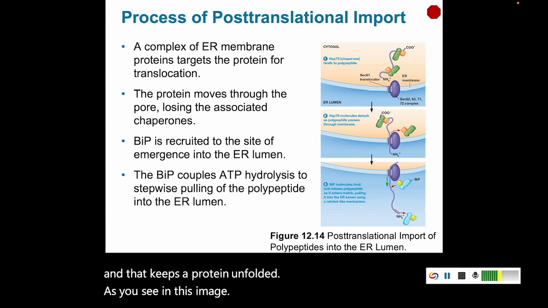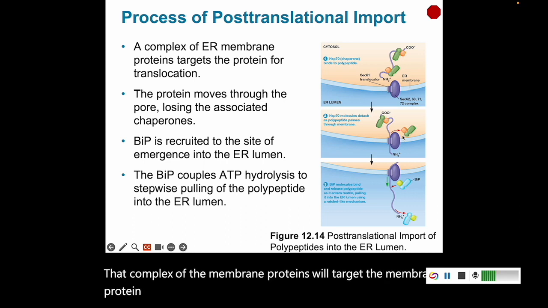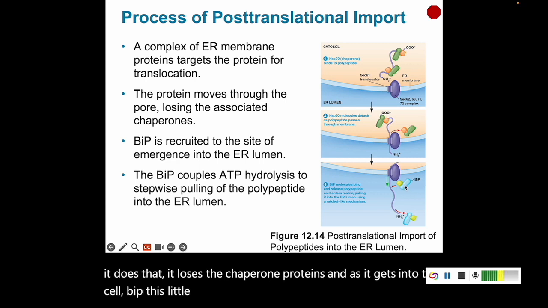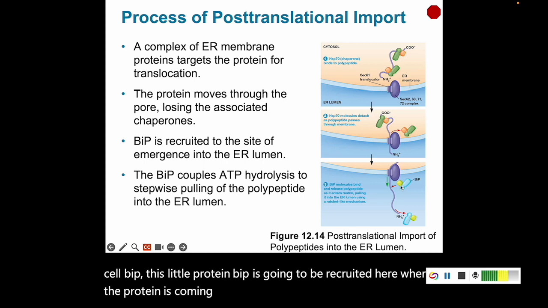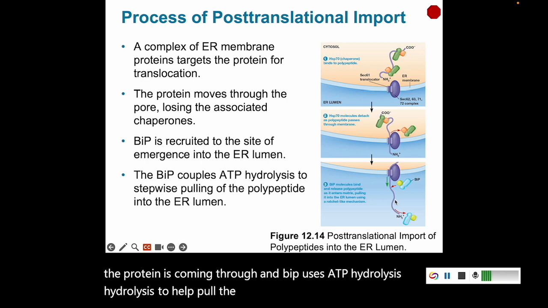That complex of the ER membrane proteins will target the protein for translocation, and the protein moves through the pore, and as it does that, it loses these chaperone proteins. And as it gets into the ER, this little protein BiP is going to be recruited here where the protein is coming through. And BiP uses ATP hydrolysis to help pull the polypeptide into the lumen.